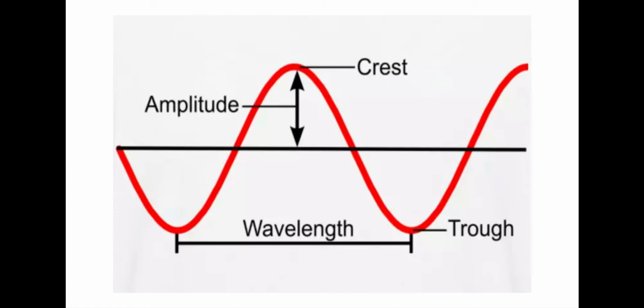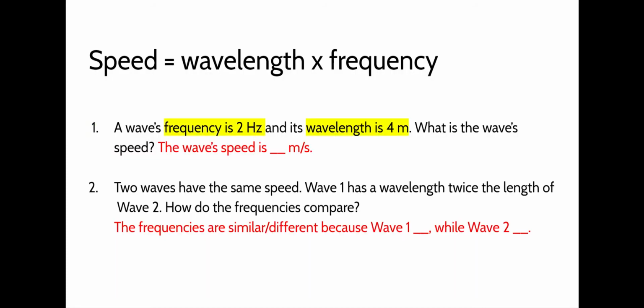For our questions with this problem, we need to focus on the wavelength. In answering these questions, we really need to take a look at the wave speed formula that we're given. So this relationship is that speed, which is measured in meters per second, is equal to the wavelength, measured in meters, multiplied by the frequency, which is measured in hertz. So let's read.